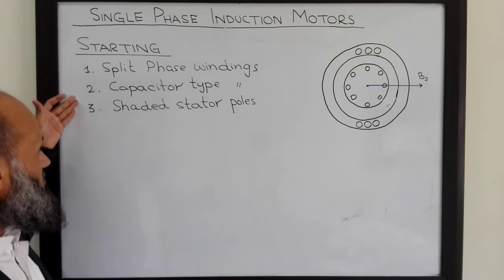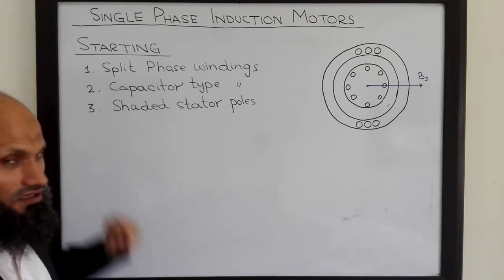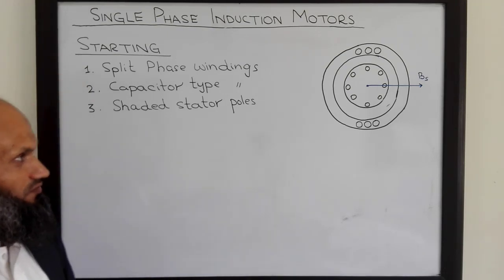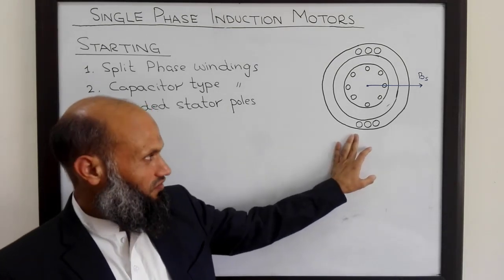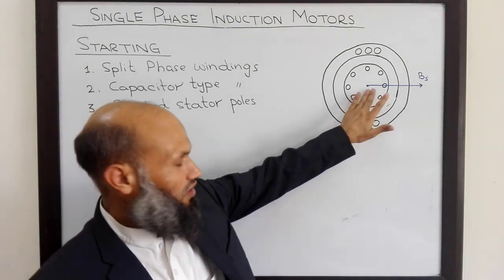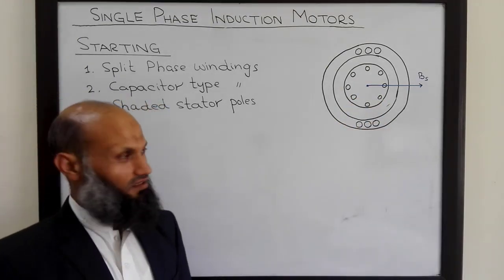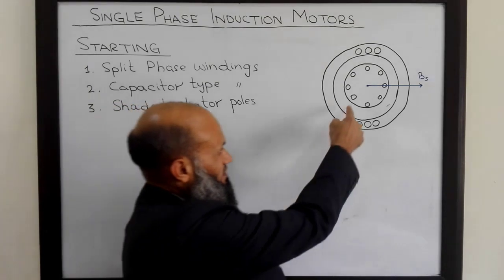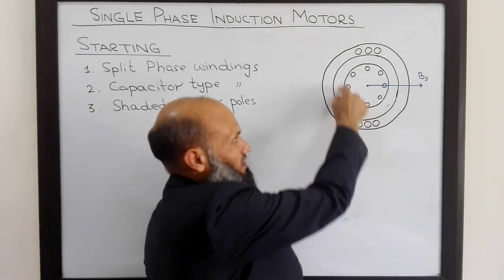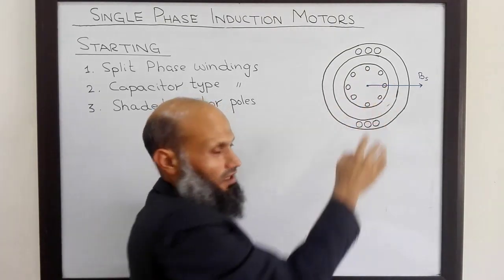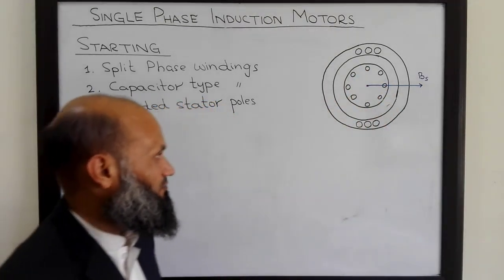There are three possible solutions which are most commonly utilized. We shall talk about each of them one by one. So how does this simple single phase induction motor work? The rotor of this induction motor is similar to the rotor for a three-phase induction motor. It is cage rotor with the conducting bars placed on the cylindrical rotor. These conducting bars are shorted at both ends, front end and back end.